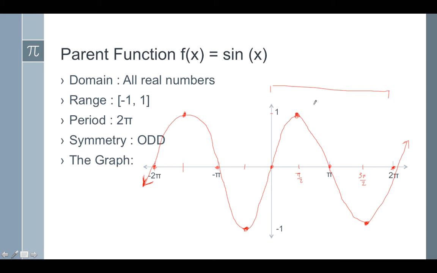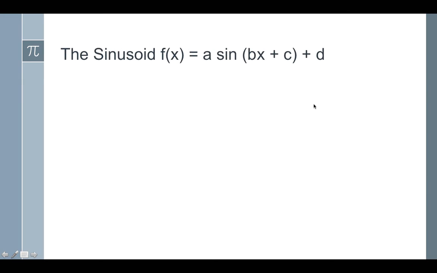So let's look at what happens if we translate this function. We call these things sinusoids. Both the sine and the cosine are called sinusoids. What happens here is we start introducing the other values: the a, the b, the c, and the d. And we might be able to figure out what these things do just by using what we know about transformations.